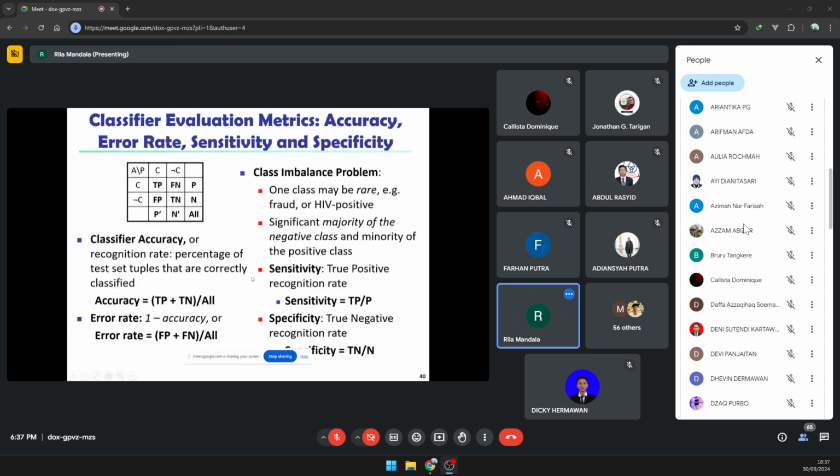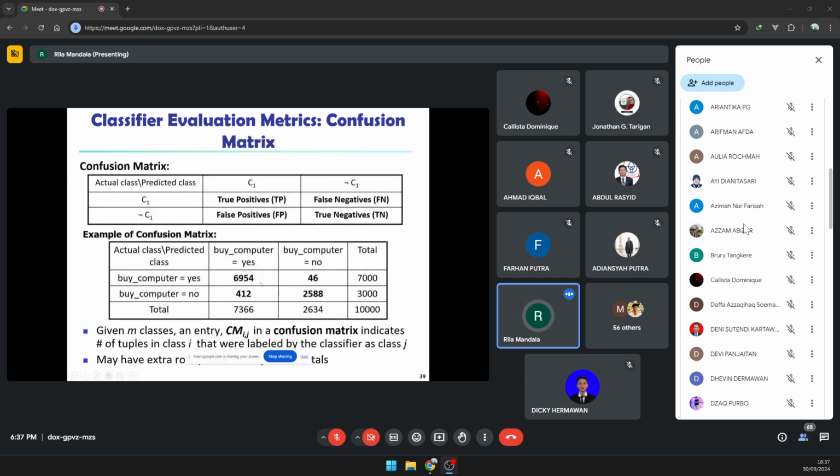So the accuracy is actually the true positive plus the true negative divided by all the data. So in this case, true positive 6,954 plus true negative 2,588 divided by all the data, 10,000. That is the accuracy.